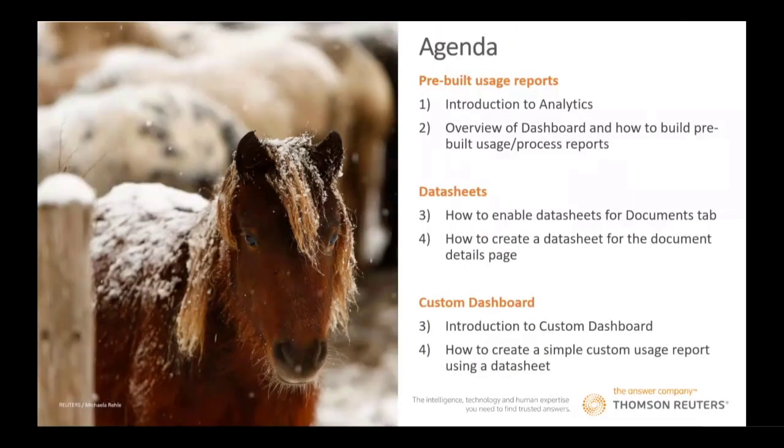In this webinar, we're going to be learning how to generate usage reports in three broad categories. Firstly, we'll see how to create pre-built process or usage reports which show you the usage activity of users in various different types of reports. Secondly, we'll look at what datasheets are and how to configure and generate them to see the key data for documents generated in Contract Express. And thirdly, the custom dashboard, which allows users the ability to create usage reports with datasheets and the underlying data source.